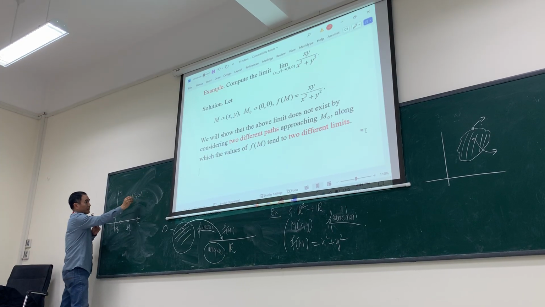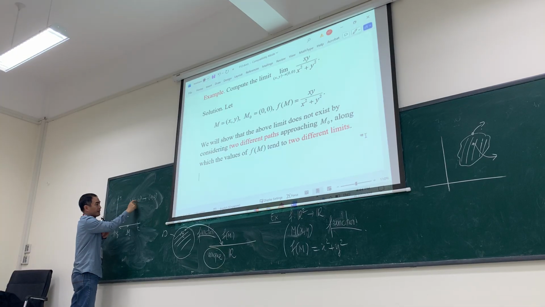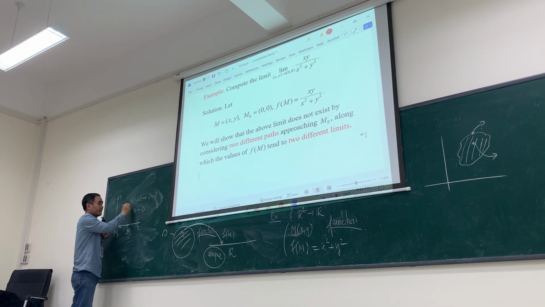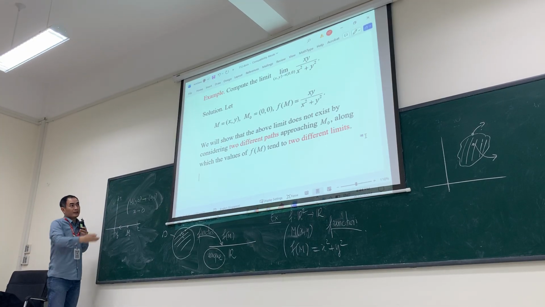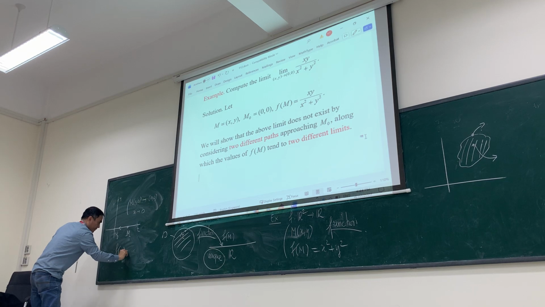Now, if m tends to n0, tends to (0, 0), what does it mean? Does it mean x tends to 0? x tends to 0. Okay? Now, we need to evaluate f(m). What is the value of f(m)?